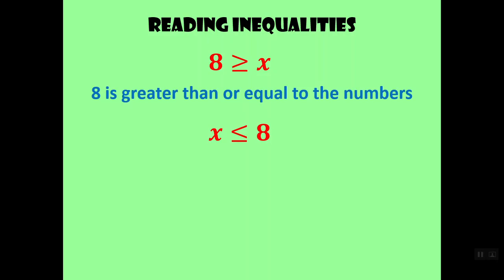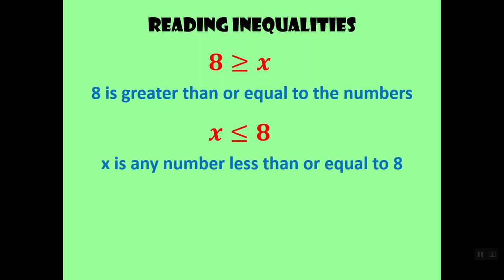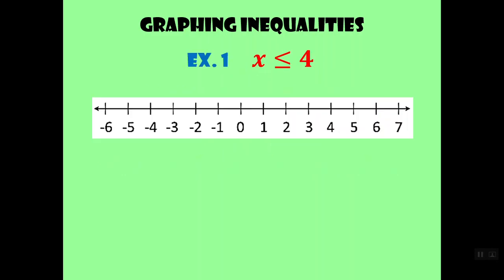You can see that the pointy part of the inequality symbol is pointing toward the x in the first one, and it's pointing toward the x in the second one, so we know that it is meaning the same thing. So reading it this way, we would say x is any number less than or equal to 8. And so the same numbers we're thinking about, 7, 6, 5, and also 8 could be one of those because it could also be equal to 8.